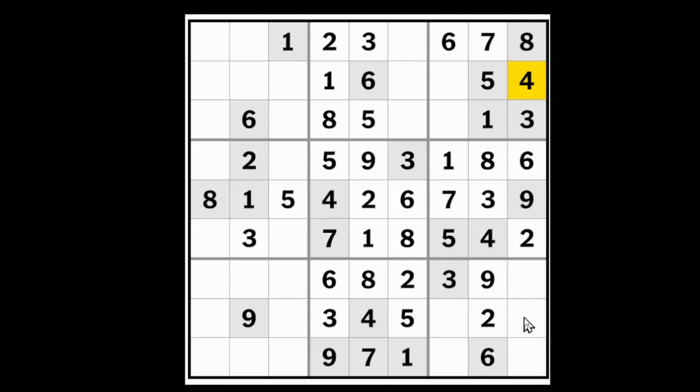These 3 cells will have to be a 1, 5, and a 7. We have a 1 and a 7 here, therefore this cell must be a 5. And these two now have to be a 1 and a 7.